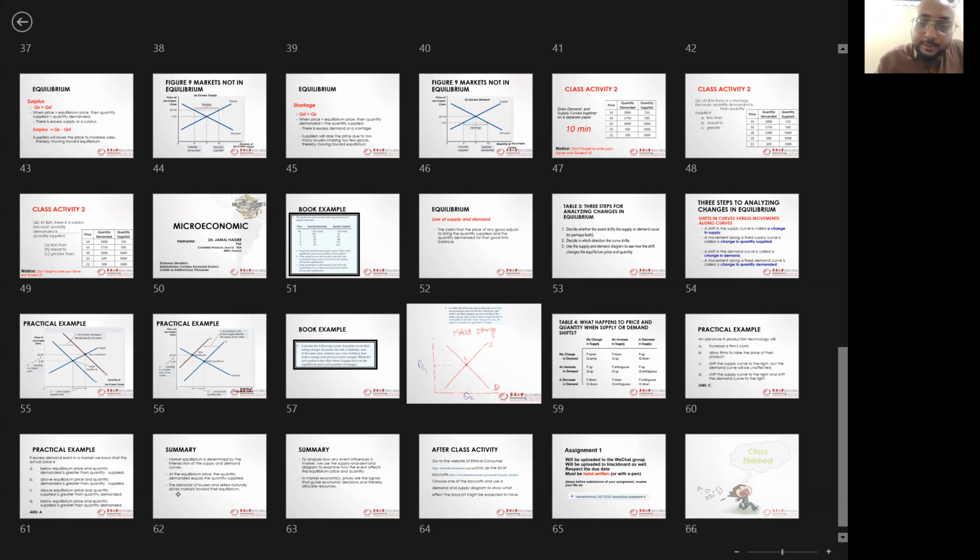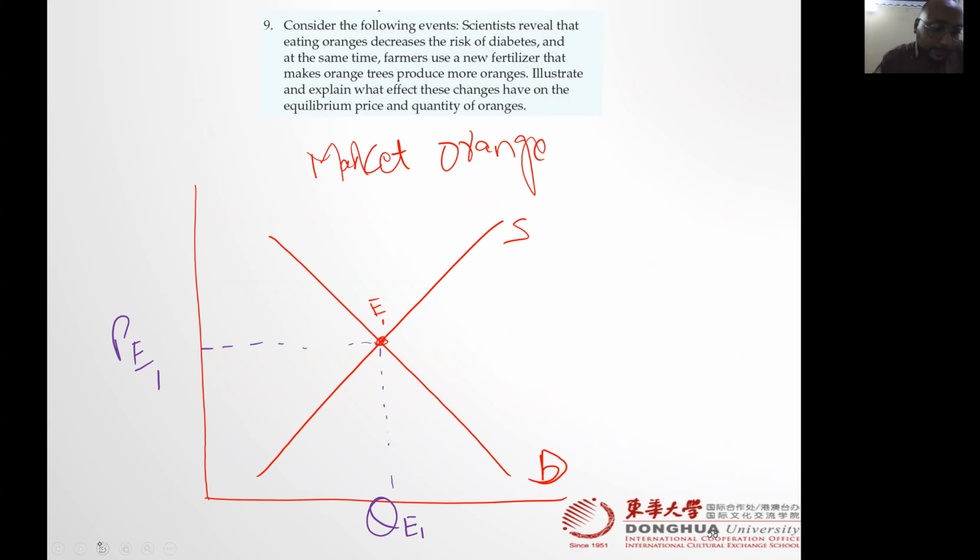And now what happened here? First, scientists reveal that eating oranges decreases the risk of diabetes. So this belongs to demand, right? So when there's a research that oranges decrease the risk of diabetes, will demand increase or will demand decrease? Increase. Well done. So demand will shift to the right. So do we have more questions?